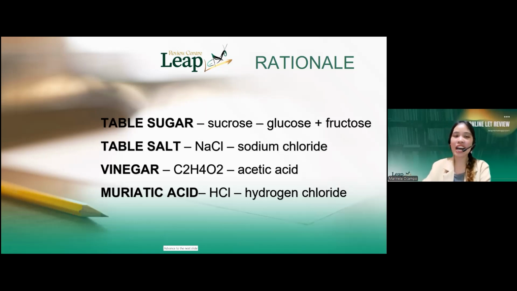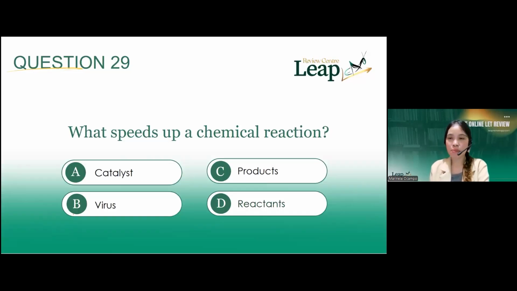Next, 29. What speeds up a chemical reaction? Is it A, catalysts, B, virus, C, products, or D, reactants? Sir Marvin answered letter A. How about the others? Again, we're talking about chemical reaction, the one speeding up its rate. The correct answer, very good, guys, is letter A. It's catalysts.